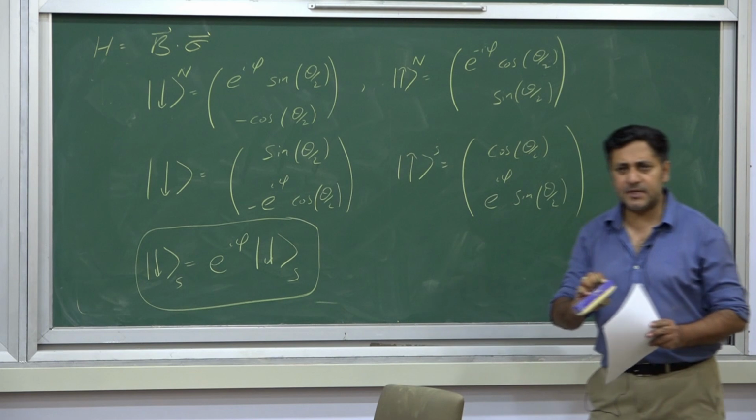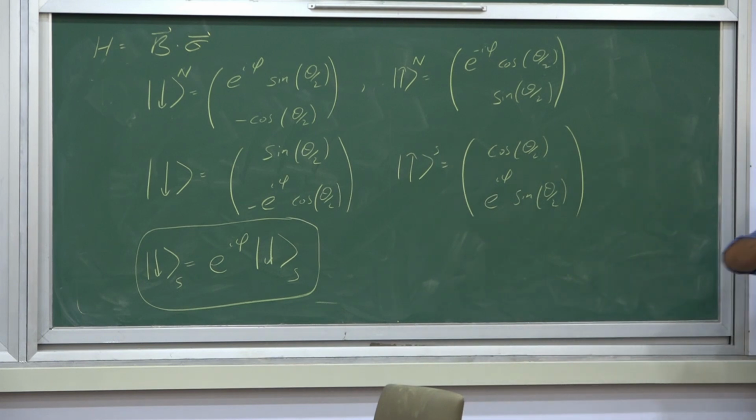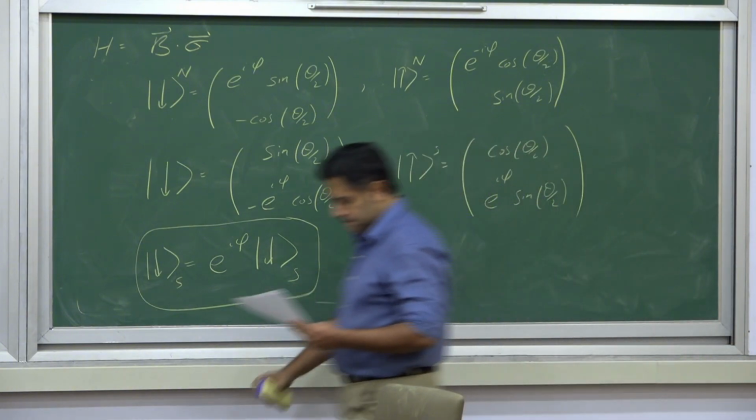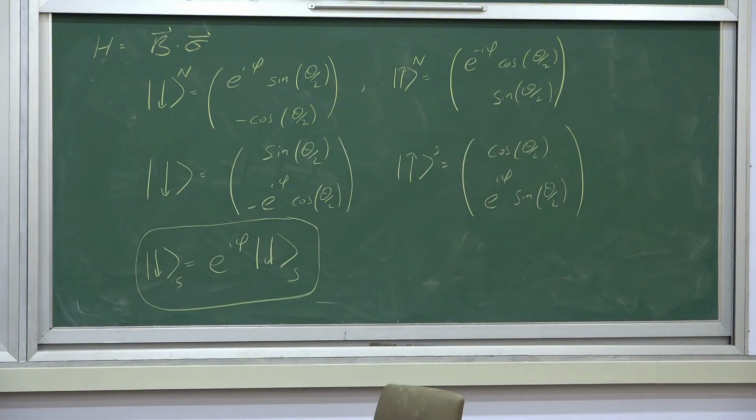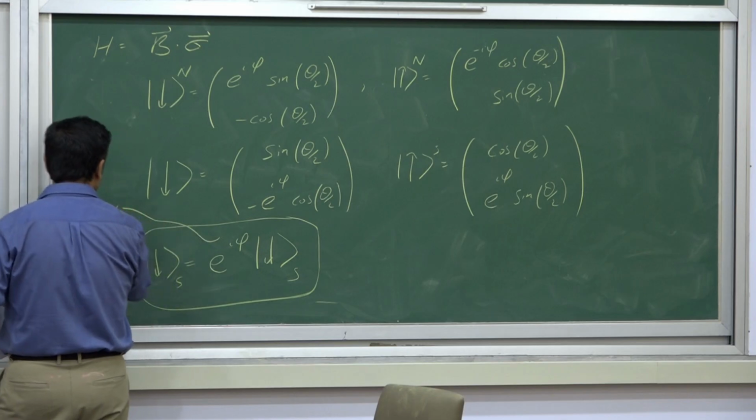So something similar is happening, like the states are sections, and you need two sections to describe them. So I'm thinking of this as a gauge transformation.